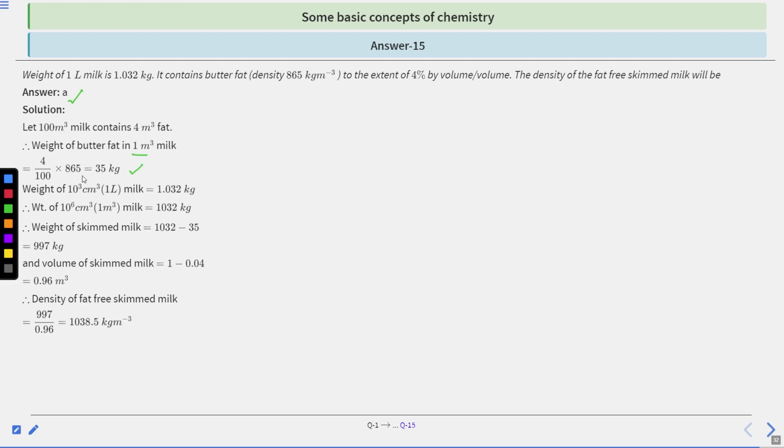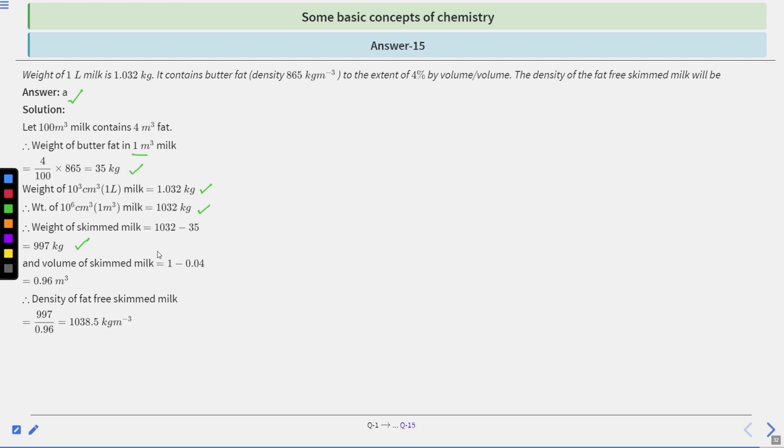So the weight of 10 to the power 3 centimeter cubed, that is 1 liter of milk, will be 1.032 kilogram, which is given. Therefore, the weight of 10 to the power 6 centimeter cubed, that is 1 meter cubed of milk, will be 1032 kilogram. Therefore, the weight of skimmed milk we can calculate by subtracting the butter fat weight from this weight of milk, which comes out as 997 kilogram.